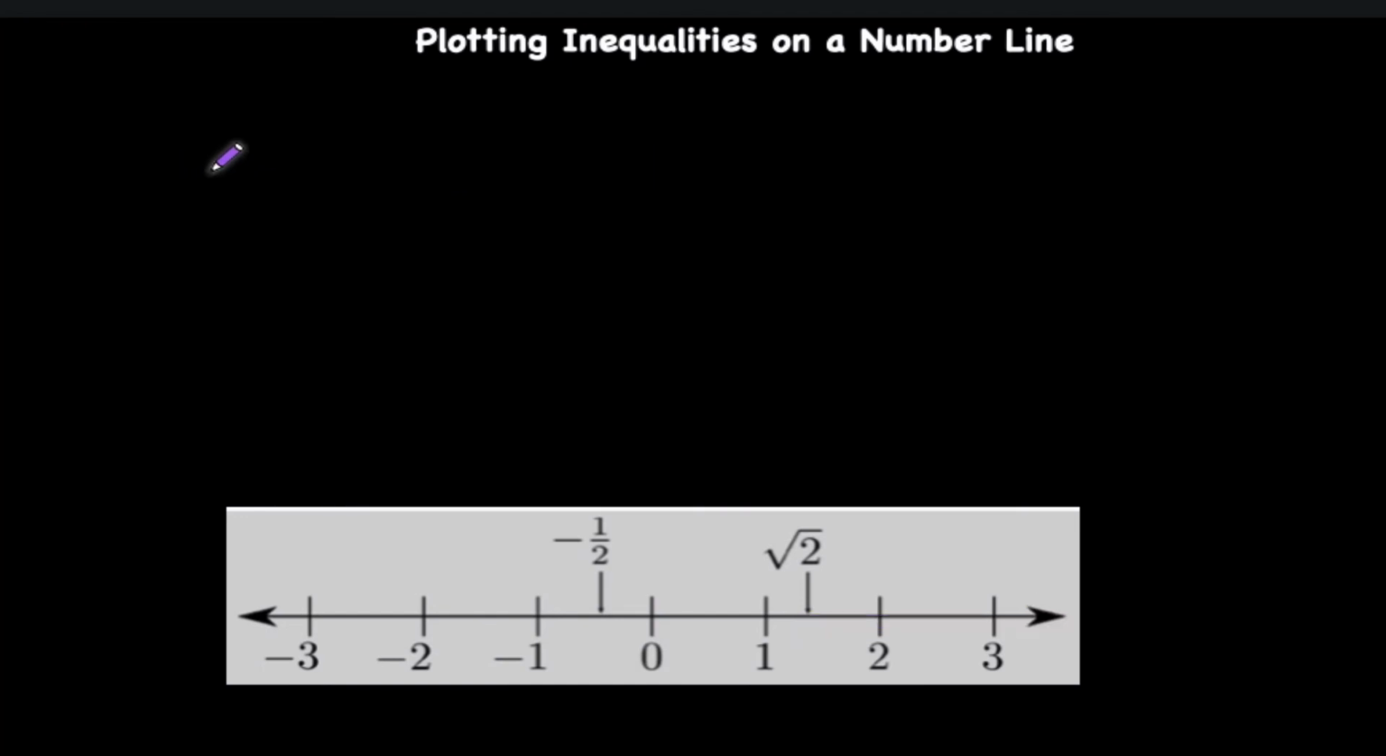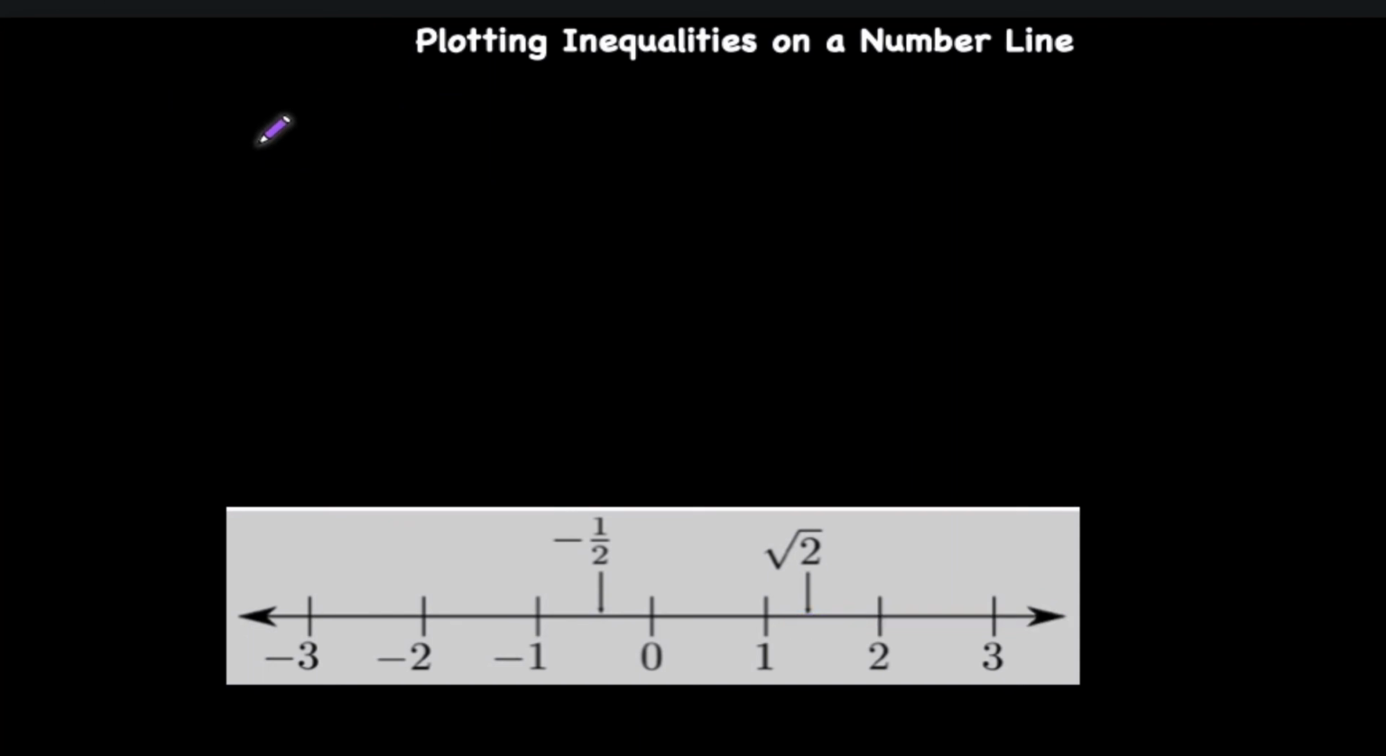What about the expression x is greater than or equal to the square root of 2? So this indicates a closed circle that we're using, and we will be shading to the right of the number line. So let's go to the square root of 2. That's a closed circle, and shading to the right. So let's go over a few more.